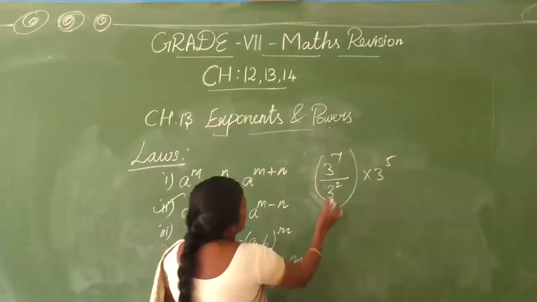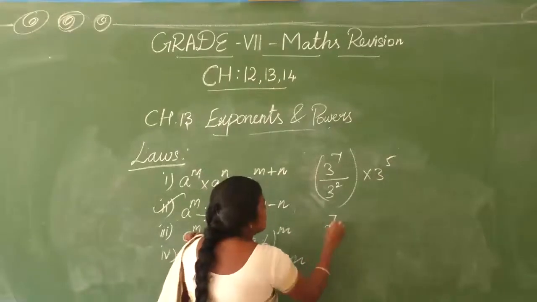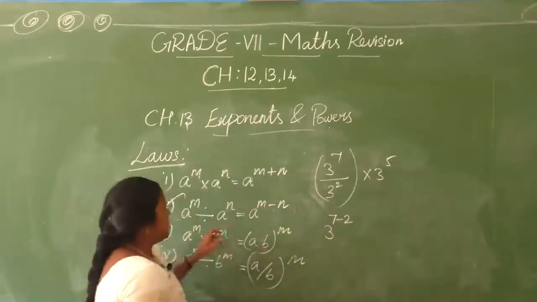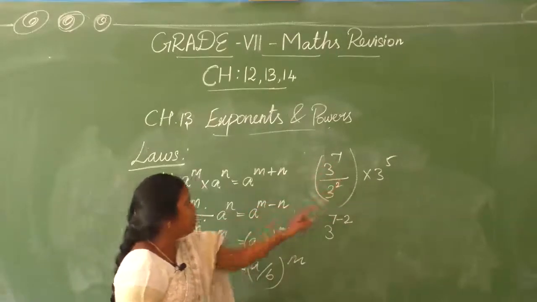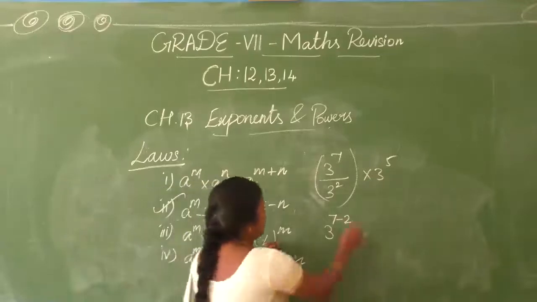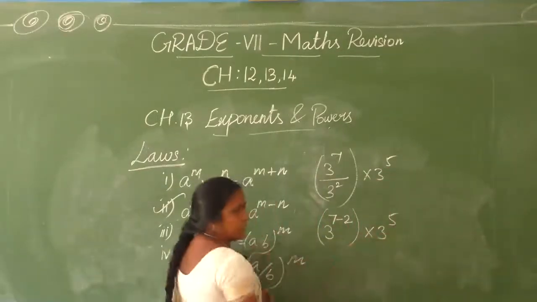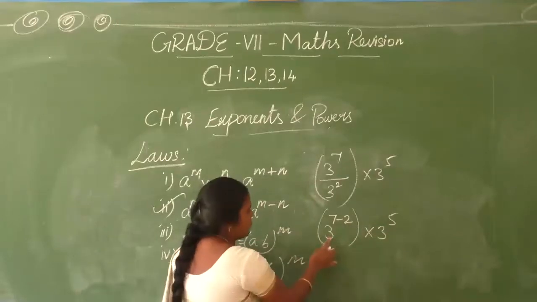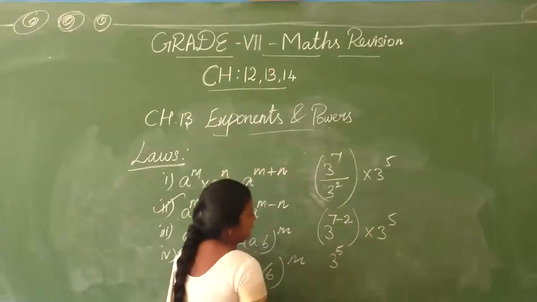So 3 power 7 divided by 3 square is equal to 3 power 7 minus 2. In division, bases are the same, their powers can be subtracted, m minus n. So that I took, into 3 power 5 as it is I have taken. Now simplify 3 power 7 minus 2. What comes? 7 minus 2, 5, no?